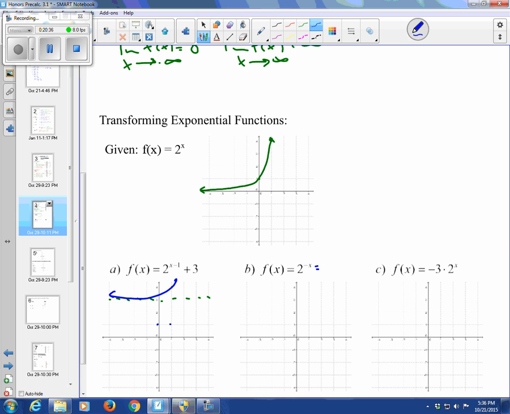Right here, we can see that we've got 2 to the negative x, and what we would say is that this is a negative inside the function, or in the exponent, and right here, that's going to mean a horizontal flip, and so basically what we're going to see is our function flipped horizontally across the y-axis, and that makes it an exponential decay function.